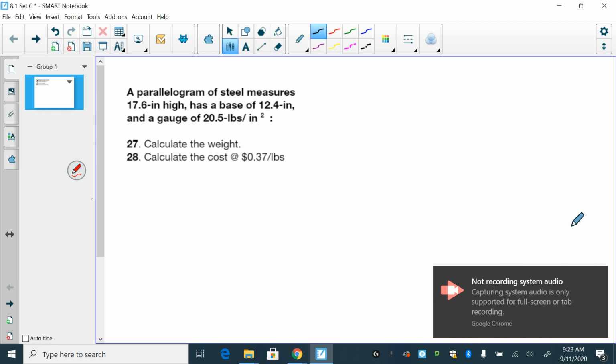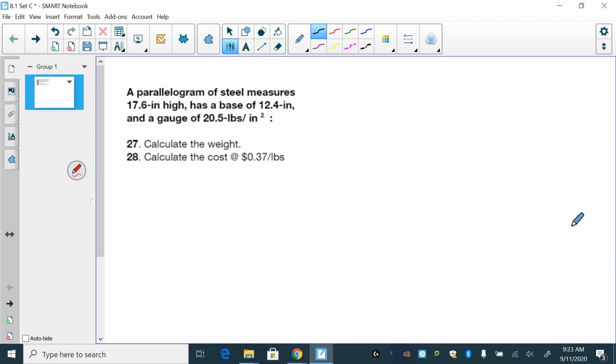A parallelogram of steel measures 17.6 inches high and a base of 12.4 inches. So let's draw a parallelogram first. A parallelogram looks like a rectangle that's kind of been pushed on its side. So something like that. We have a base of 12.4 inches, so down here. And then we have a height of 17.6.